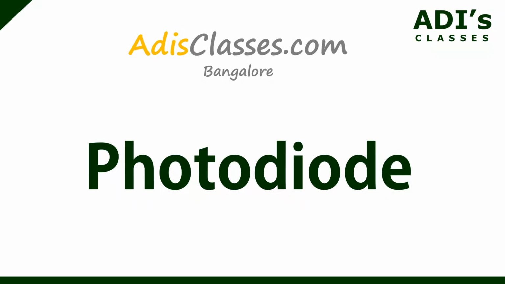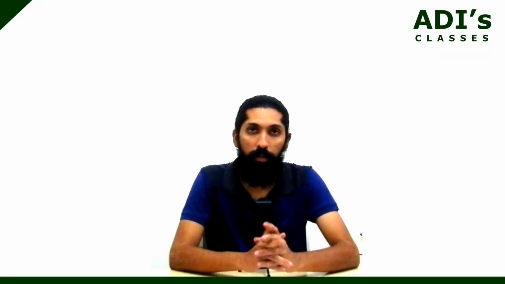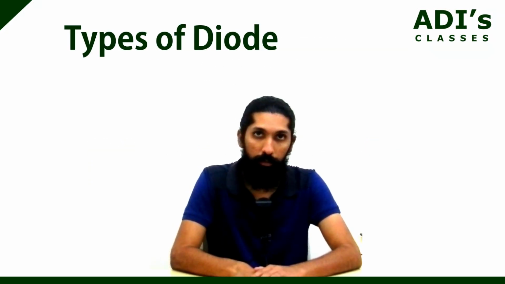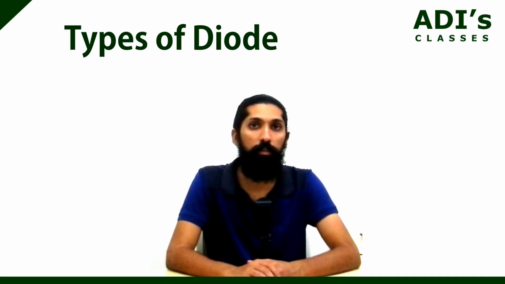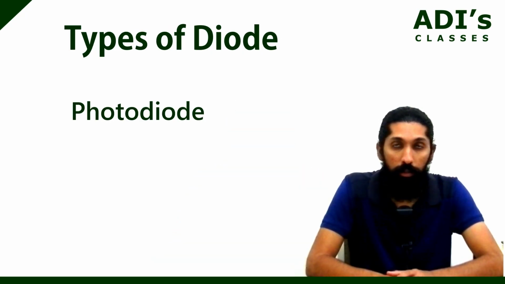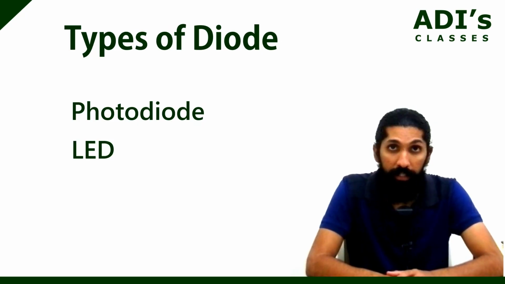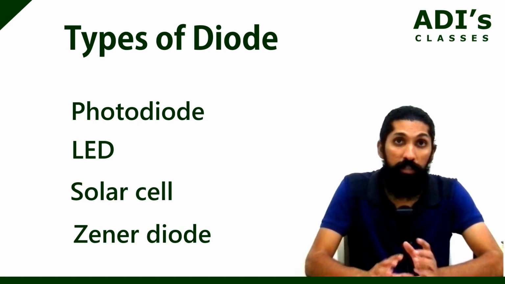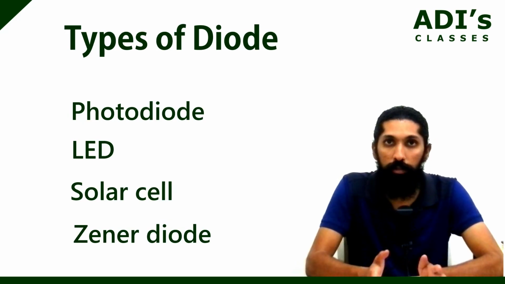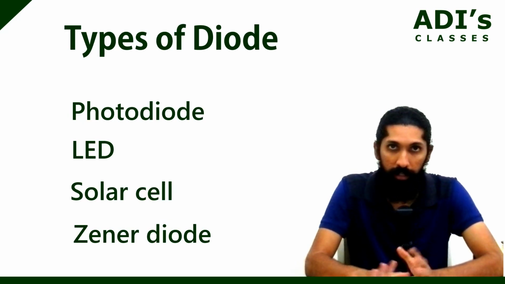Let's discuss different types of diodes. Okay, now there are many types of diodes. We are going to discuss 4 types. The first one is a photodiode. Then we have LED, light emitting diode, solar cell, and Zener diode. We are going to discuss these 4 diodes in detail.